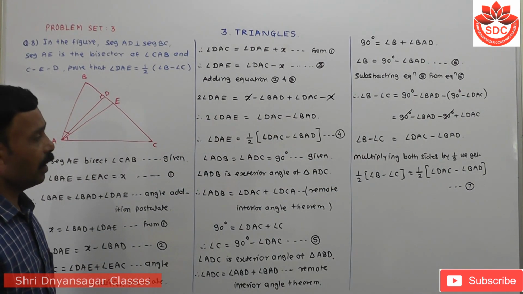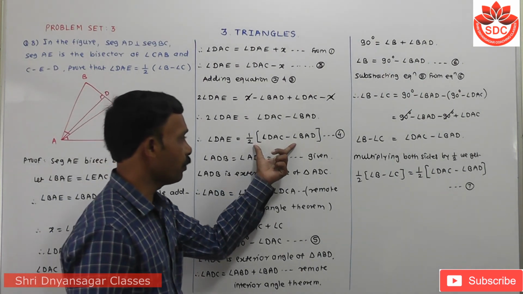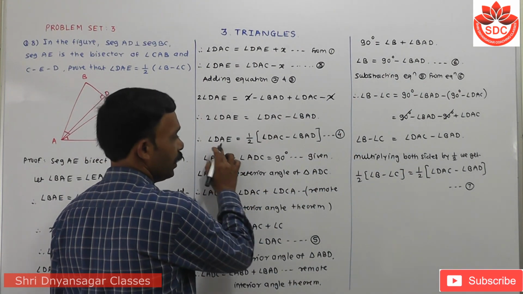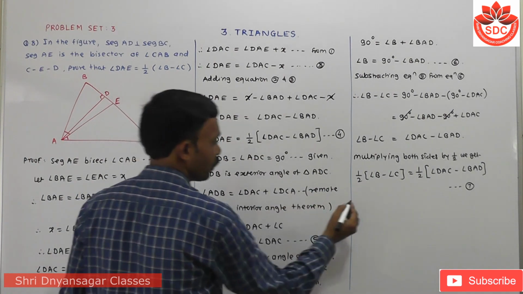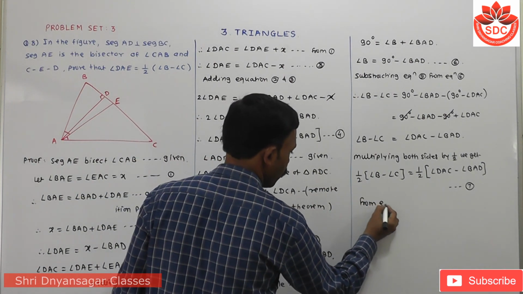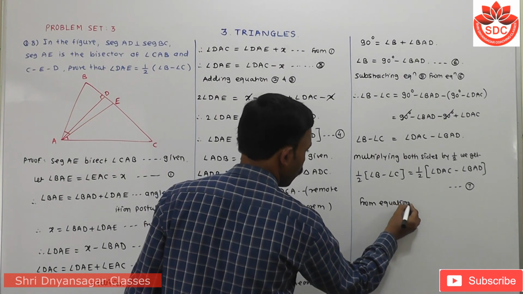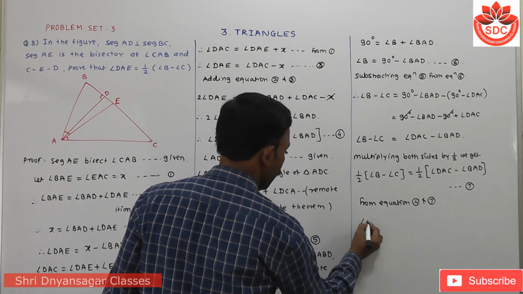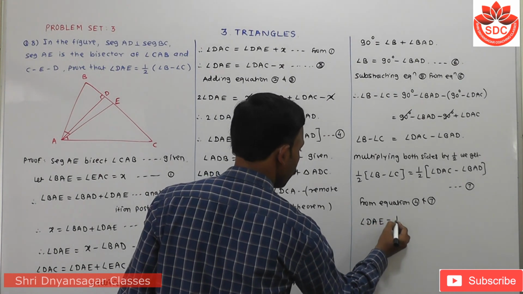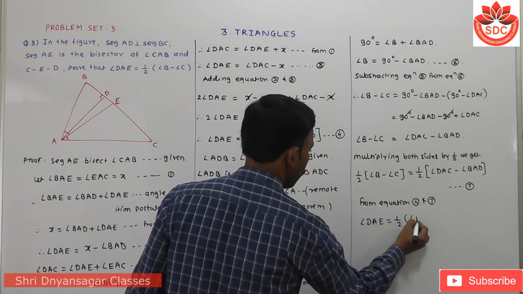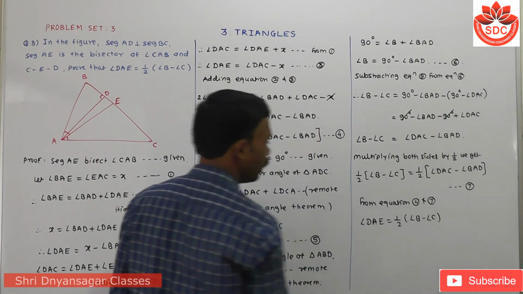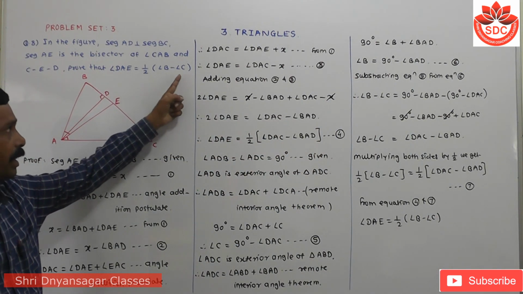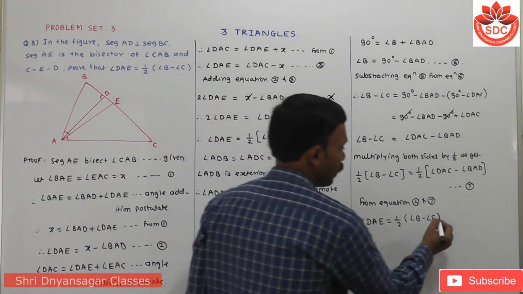Then from 4 and 7, observe carefully this half of DAC minus BAD is equals to DAE, means that these two are also equal. So right here from equation 4 and 7, angle DAE is equals to half of angle B minus angle C. Look here, angle DAE is equal to half of angle B minus C, and hence it is proved.